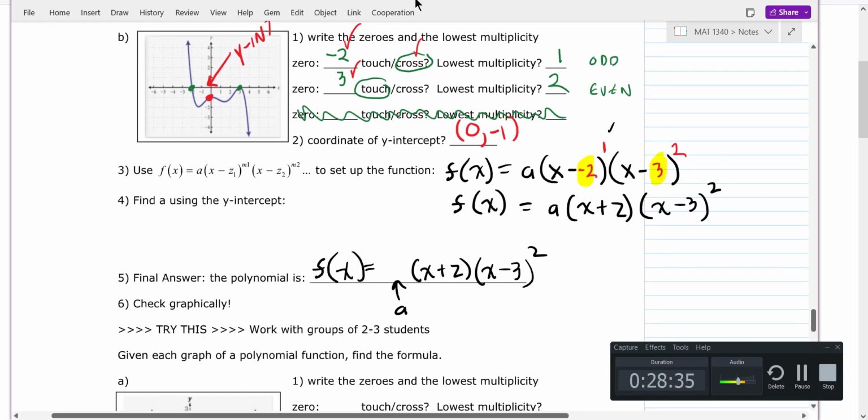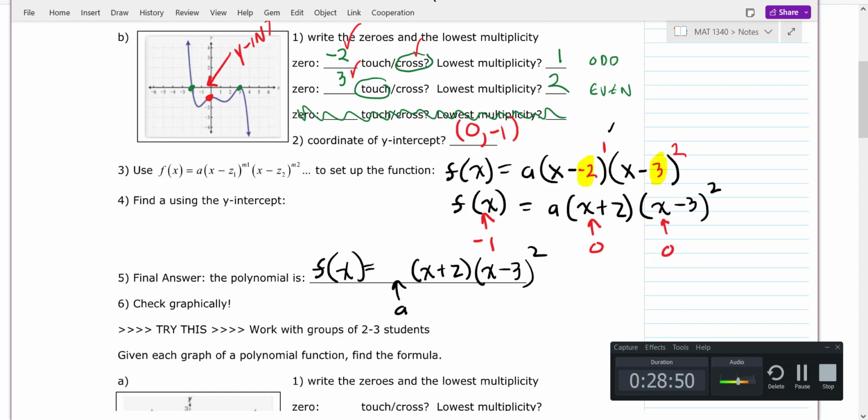Okay, so now what you do is you take your y-intercept and you plug it in. The value of y on the y-intercept is -1, so put -1 there. Anytime you have a y-intercept, x is 0, so that plugs in like that. Okay, so what we'll have is -1 equals a times 0 plus 2 times 0 minus 3 squared.